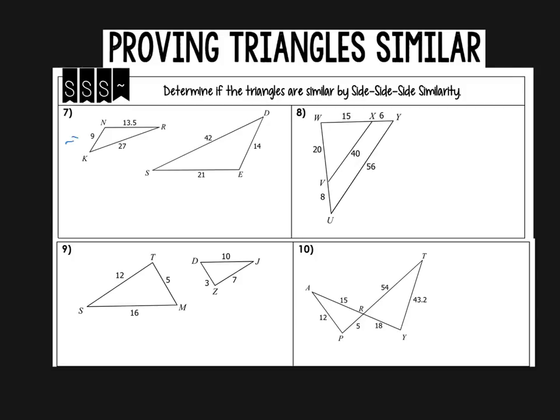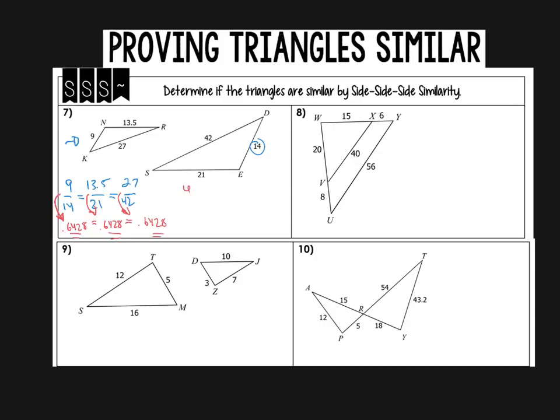So I look at the smaller triangle and I list the sides in order. It's 9, 13.5, and 27. In order over here looks like 14, 21, 42. Now just check to see if all 3 sides have the same ratio. So first, 9 divided by 14. And again, it doesn't matter who goes on top as long as you are consistent. And as I do all of the division, everything works out to be 0.6428 and then some, but all the same exact answers.